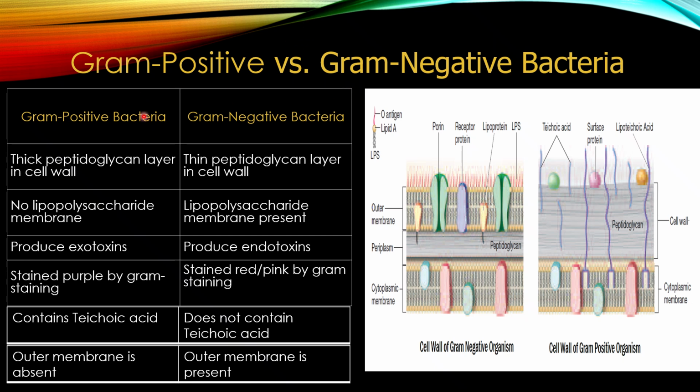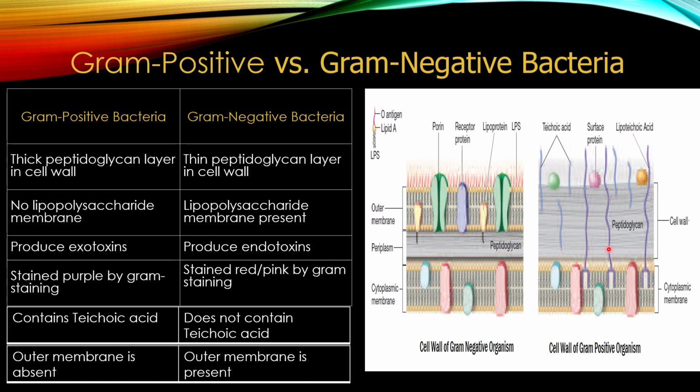Okay, so first is gram positive bacteria. It has a thick peptidoglycan layer in the cell wall, and gram negative bacteria have a thin peptidoglycan layer in the cell wall. As I discussed in the previous slide, peptidoglycan is the main component of the cell wall, and it is the one which gives rigidity to the cell wall.